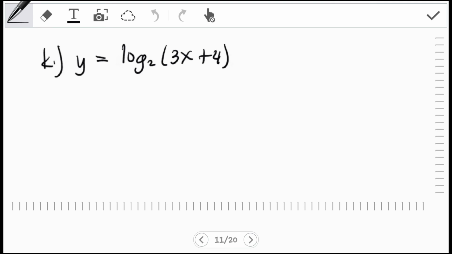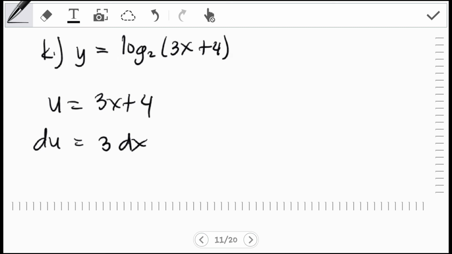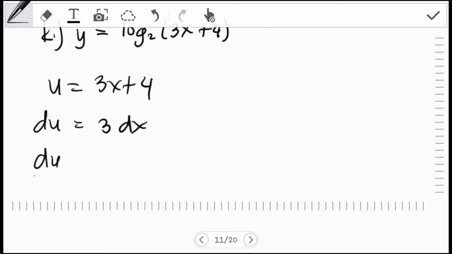So what is the first derivative of y equals log base 2 of the quantity 3x plus 4? Okay. So let u be 3x plus 4. Then du is 3 dx. So du over dx is 3.